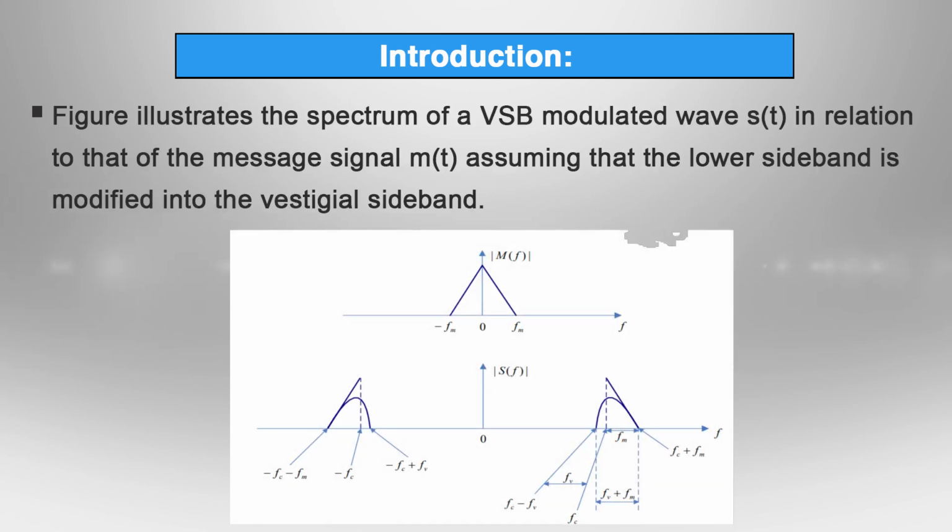This figure illustrates the spectrum of a VSB modulated wave s(t) in relation to that of the message signal m(t), assuming that the lower sideband is modified into vestigial sideband. From the figure, it is clear that the spectrum of the VSB modulated wave has the upper sideband with frequency range fc plus fm, and some portion of the lower sideband with range fc minus fv.